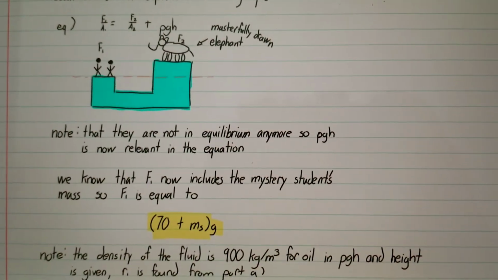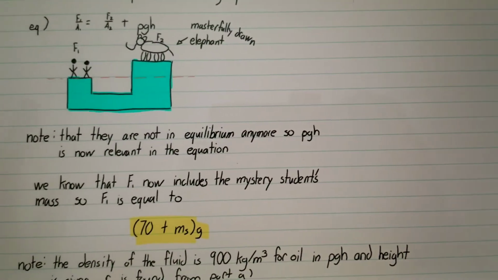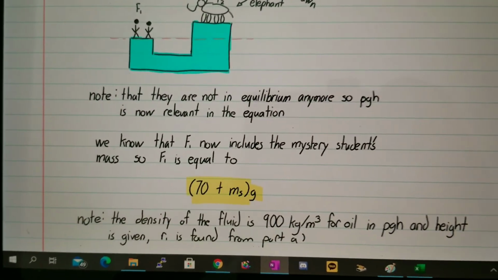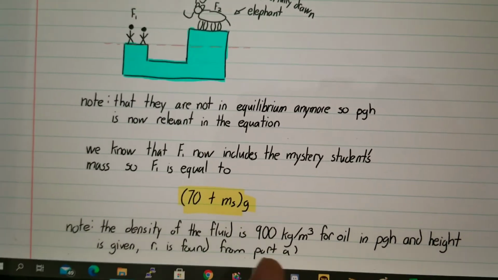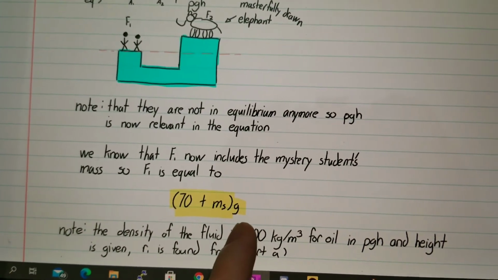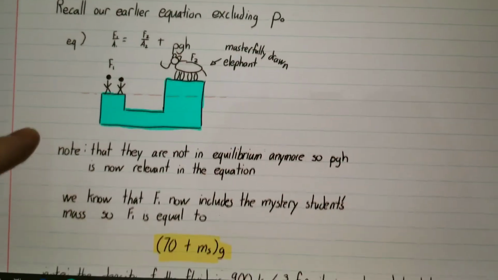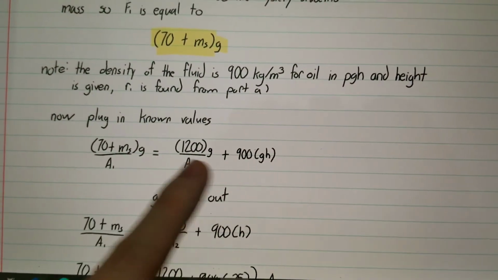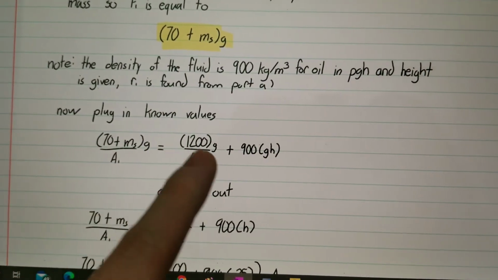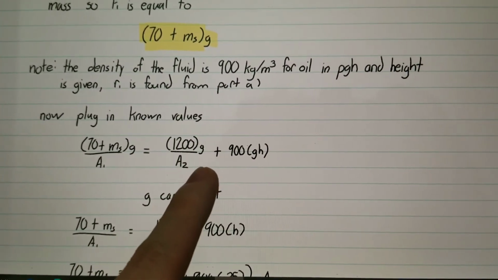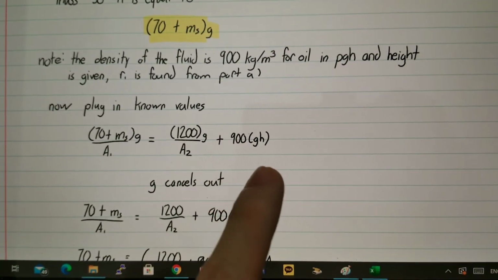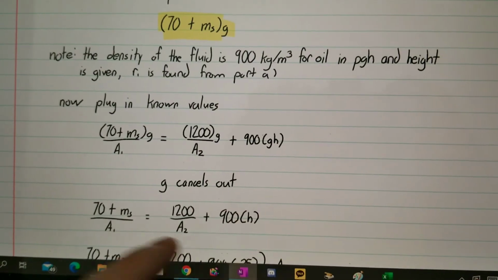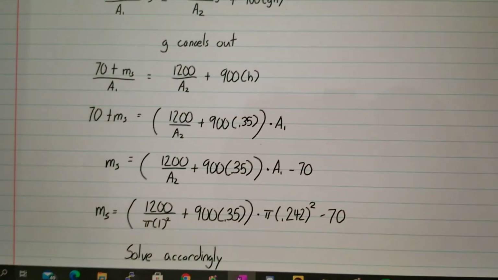Now, we know that the only difference between F1, between both parts A and B, is the fact that F1 now includes the mass of the mystery student. So it is equal to 70 plus ms times g. So if we convert everything regarding the forces, we get 70 plus ms g over A1 is equal to 1,200 g over A2 plus 900 gh. Now, every single part of this equation has g, so it cancels out, which leaves us with this.